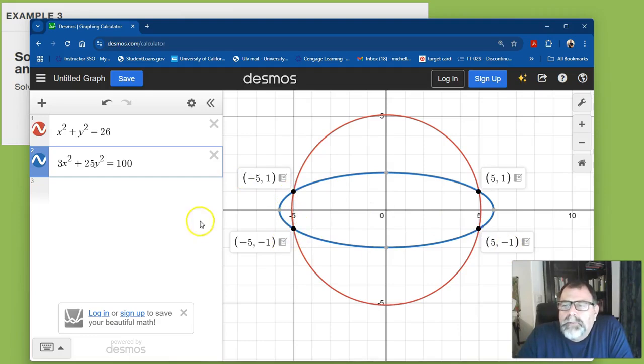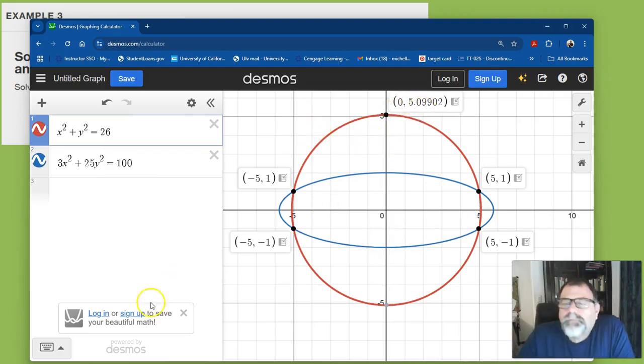So it's an ellipse and a circle, both centered at 0. The circle has radius square root of 26, which is 5 and a little bit. Here you go, it's 5.09. Take the square root of 26.